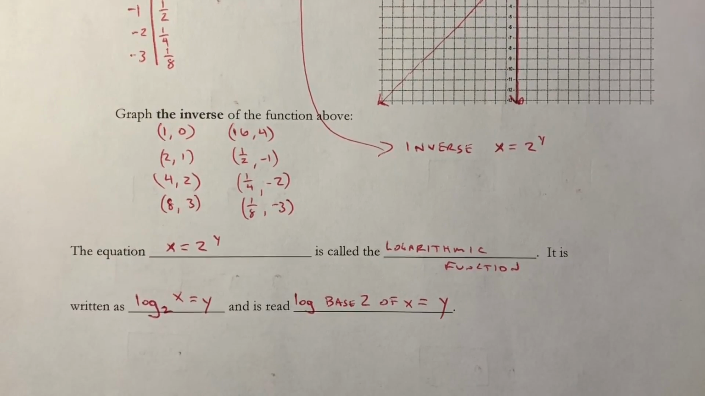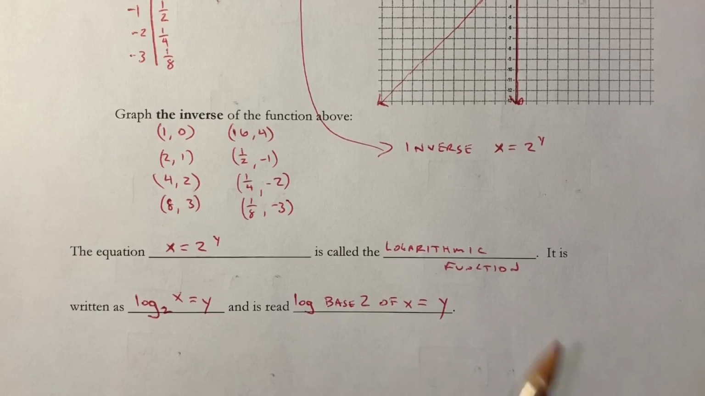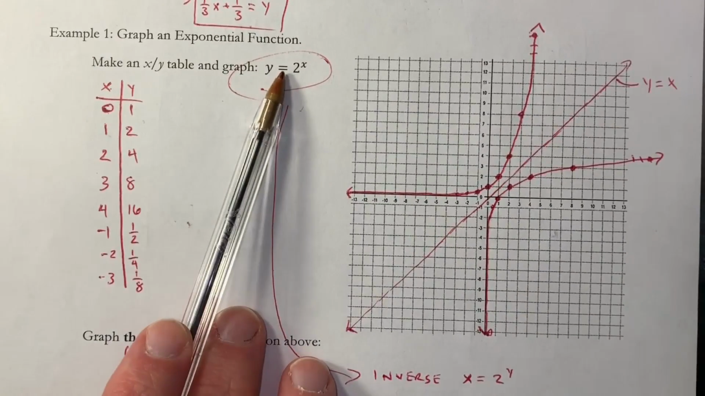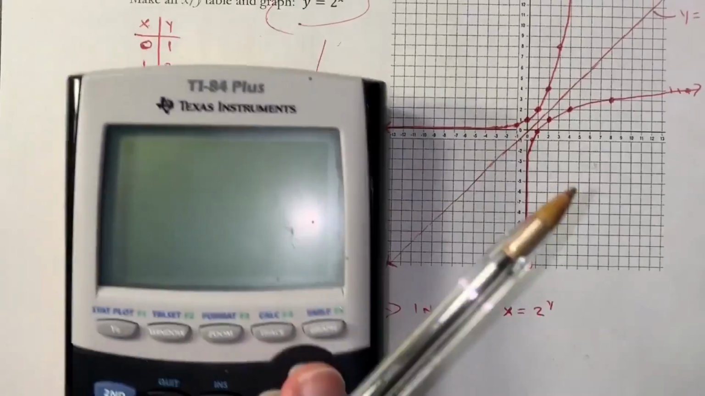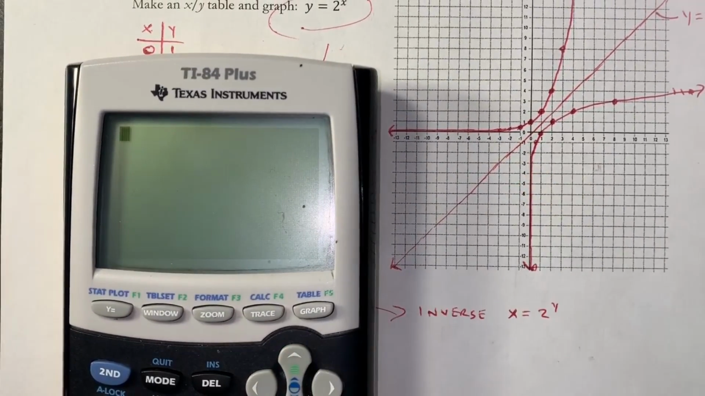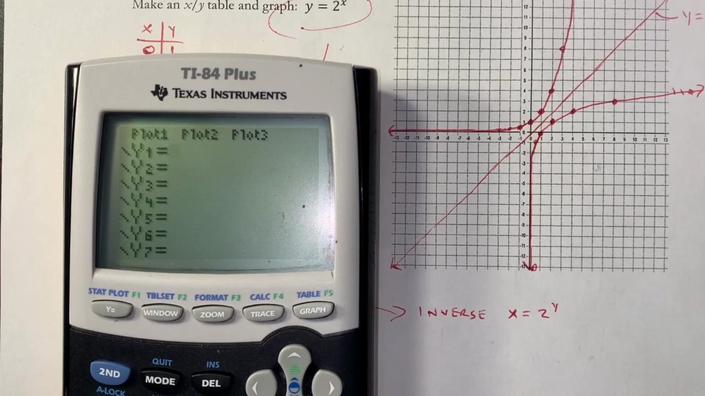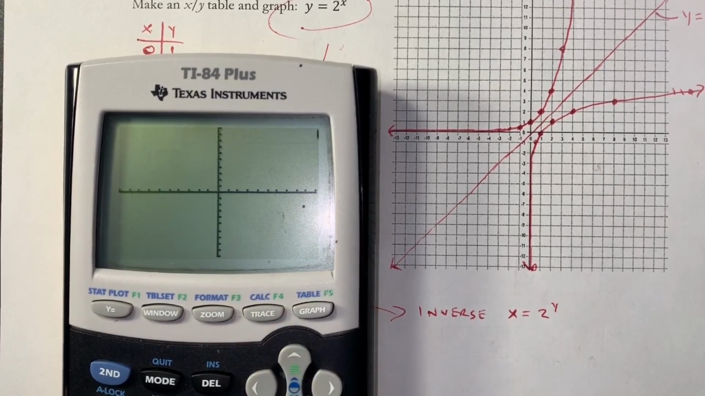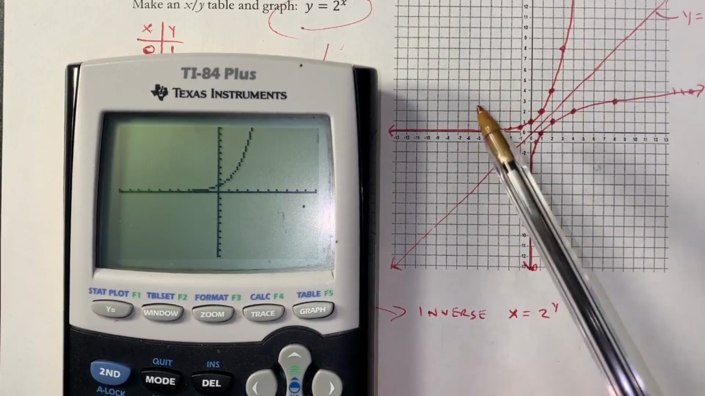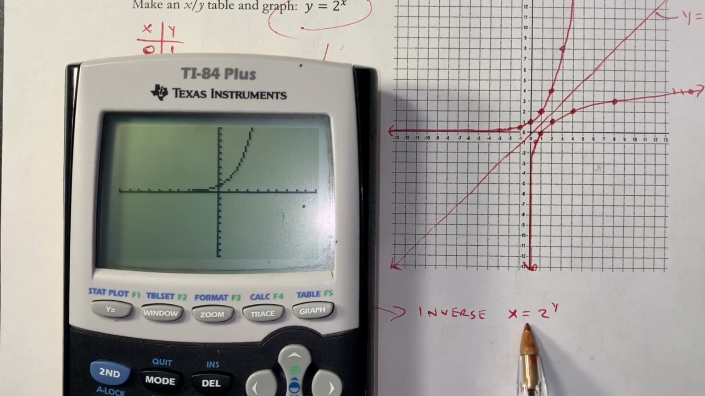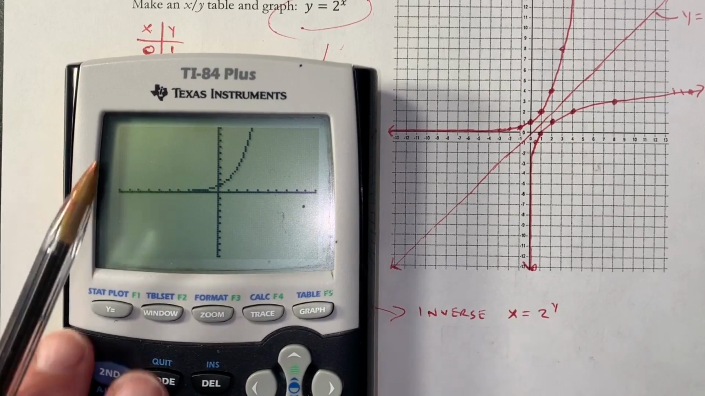I'm going to graph both of these functions on the calculator. This original function, y equals 2 to the x, and the inverse, x equals 2 to the y. Okay, so in y equals, I'll put 2 raised to the x power and graph, and we should see this original function.